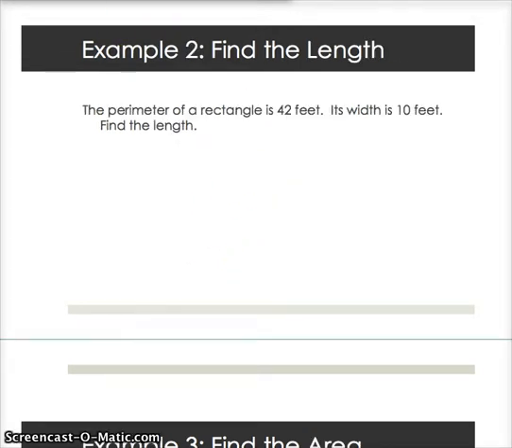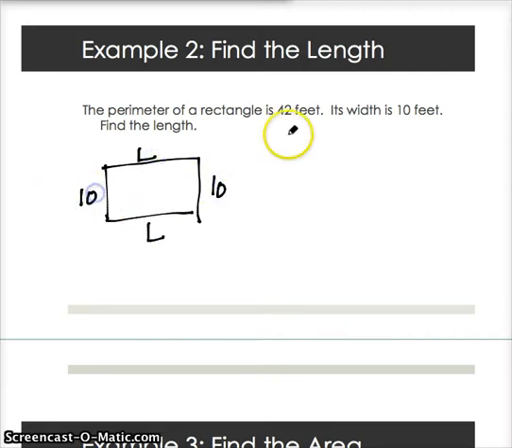Here in example 2, we are going to find the length. It says the perimeter of a rectangle is 42 feet. If its width is 10 feet, find the length. Whenever I have a problem like this, I really like to draw a picture to really give me a sense of what's going on. So I start off by simply drawing a rectangle and indicating whatever information is given here. We're told that the perimeter is 42 feet and the width is 10 feet. We need to find the length. I'm going to use an L for the length, and I'm going to use 10 for the width. I could use W, but since I was given the information, I'm going to use what I got.